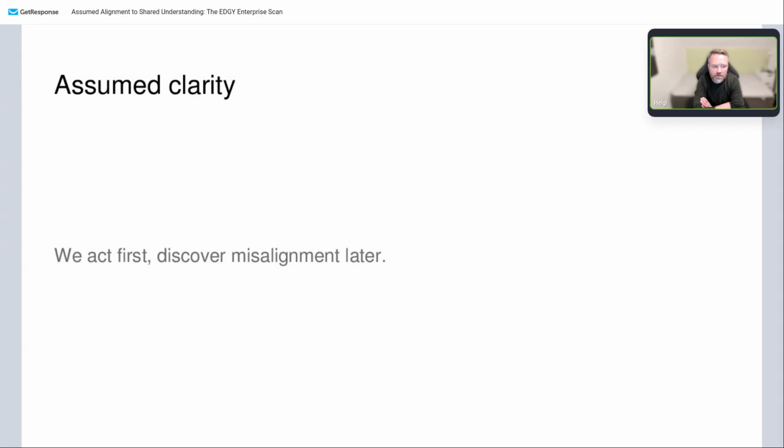We'll see about that. But anyway, we act first and discover misalignments later, and this is something that we have a tendency to do: to not really plan for the implementation, not really understanding the holistic aspect of it. So we jump into the solution, often addressing symptoms rather than actual problems.